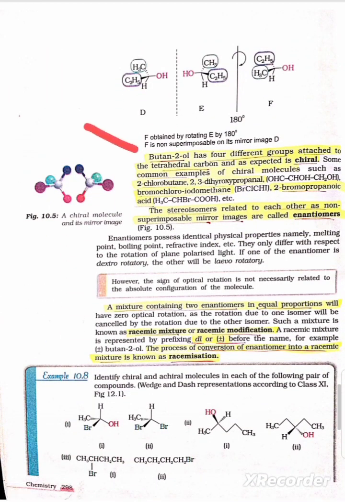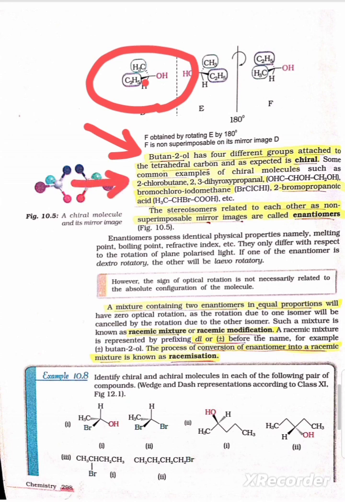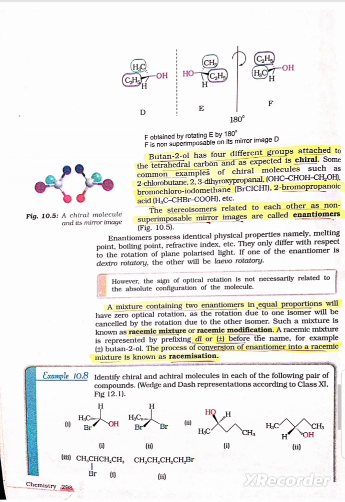The example for a chiral compound is butan-2-ol, where you can find the carbon is linked to 4 different groups. Other examples of chiral compounds include 2-chlorobutane, 2,3-dihydroxypropanal, and 2-bromopropanoic acid. These are some of the examples mentioned in the textbook.